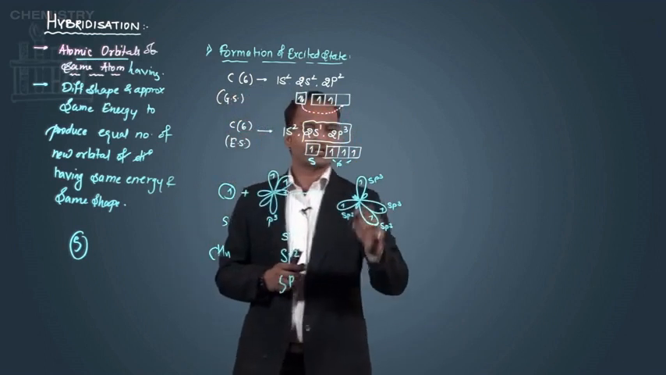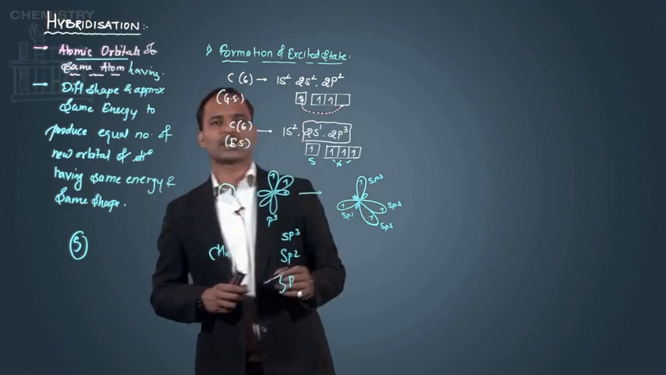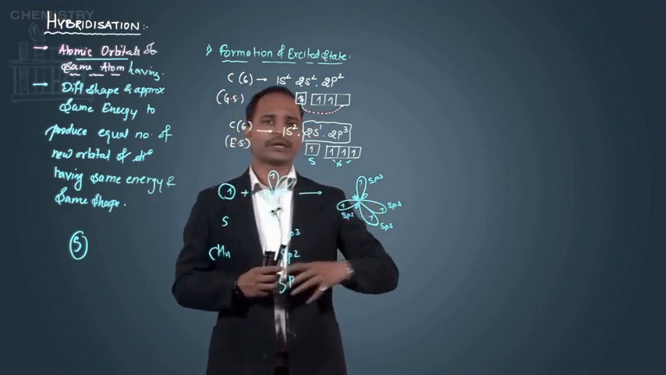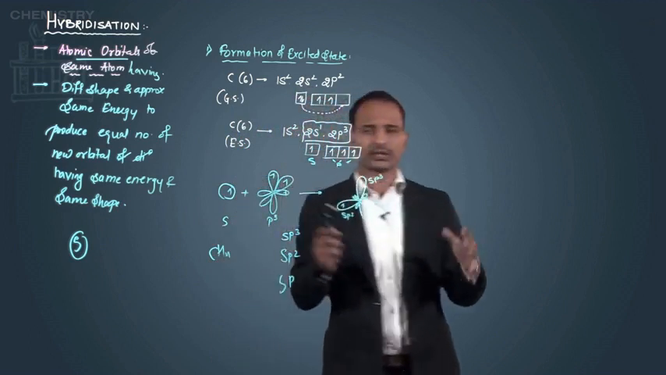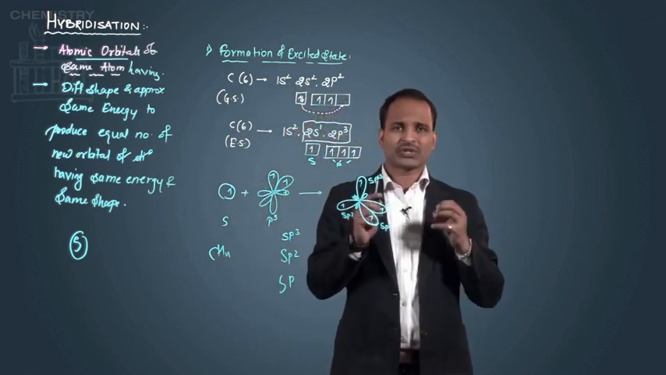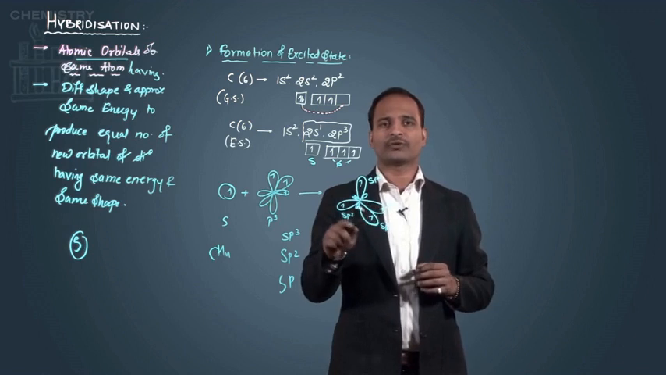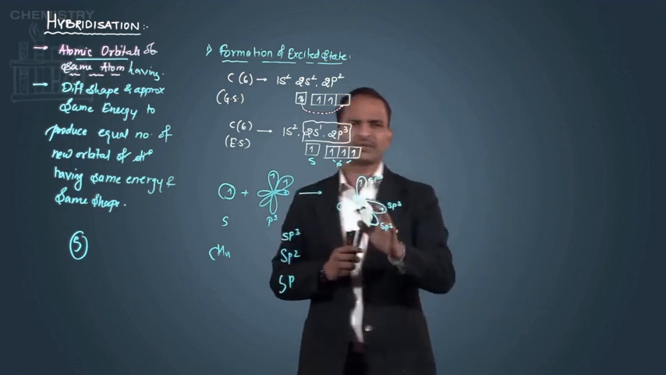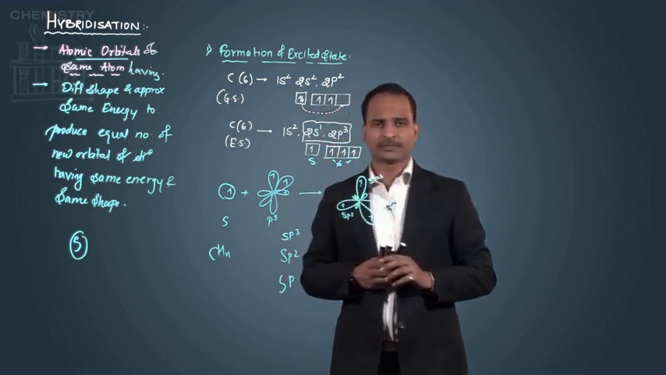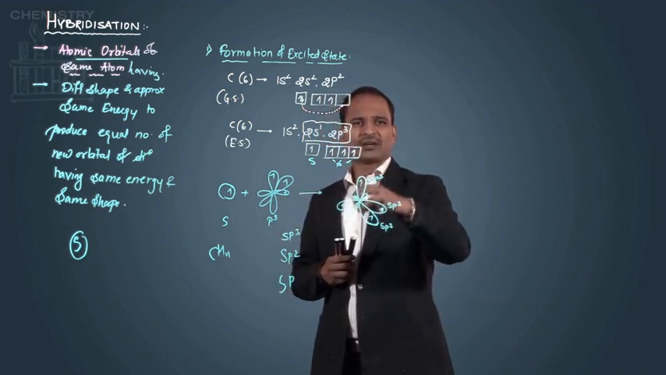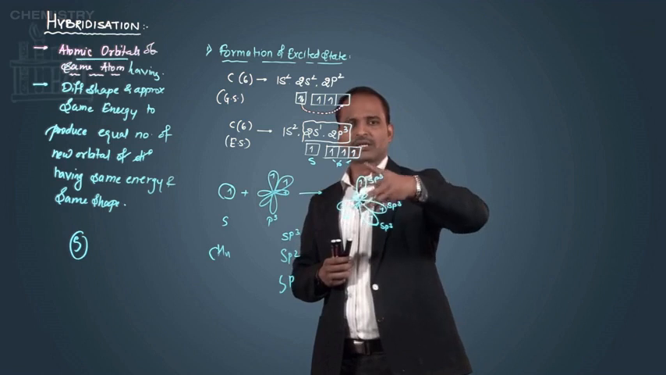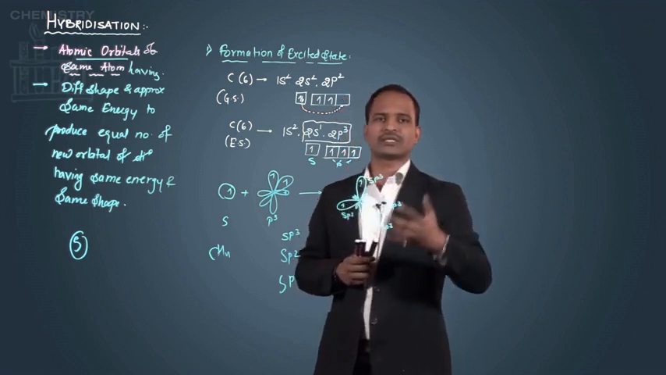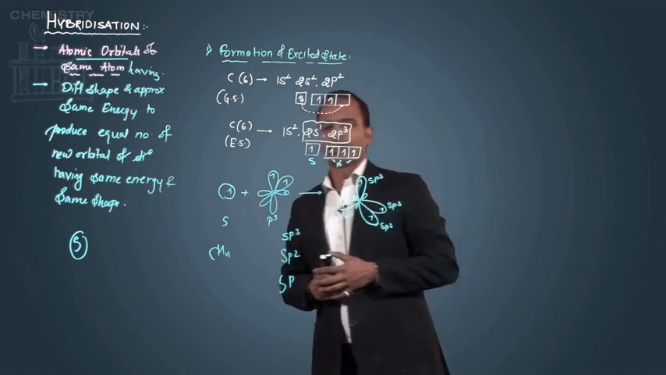Now in the case of the new 4 orbitals which have been formed, they all have electrons, so they all repel each other. Just to minimize the repulsion, these 4 orbitals are present far away from each other. This geometry is called a tetrahedral geometry.